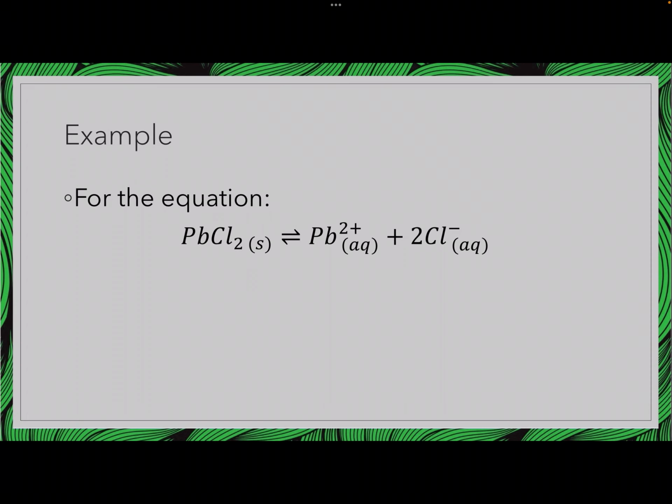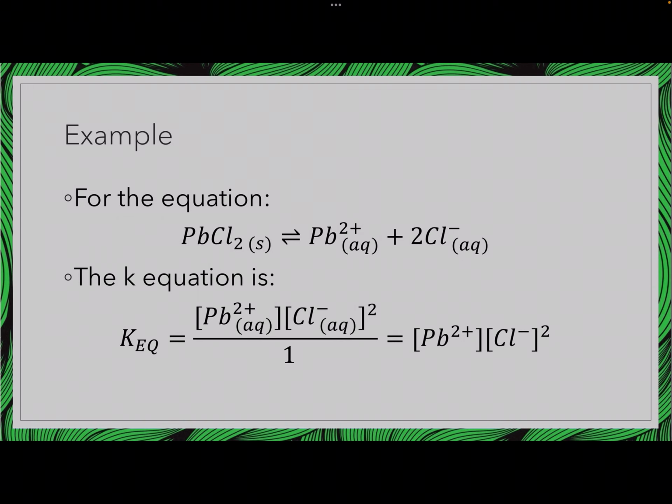So effectively, the K equation or K expression for this reaction is going to be the concentration of lead ions times the concentration of chloride ions squared, because again we've got that 2 in front of the Cl minus, and we're just going to put it over 1. Wherever we have a solid or something else that's not supposed to be in the expression, we're just going to put a 1, just because it doesn't vary. And so the K for this equation is just lead 2 plus times Cl minus squared.